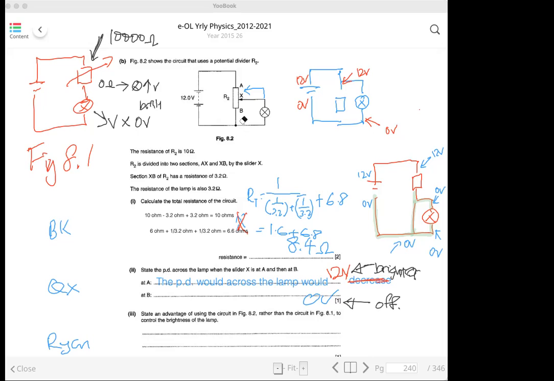Whereas for this example, when you slide down to B, there'll be no PD here, there'll be no current flowing through here. It will become off. The bulb will switch off. So for 8.1, you can never switch off the bulb. But for 8.2, you slide to B, the bulb will be switched off. For the variable resistor, you change the resistor to very high, you only dim it to very dim. You will not cut off the current completely. I know it sounds very complicated, but do you understand now? Let me give you the answer, then you copy down for reference.